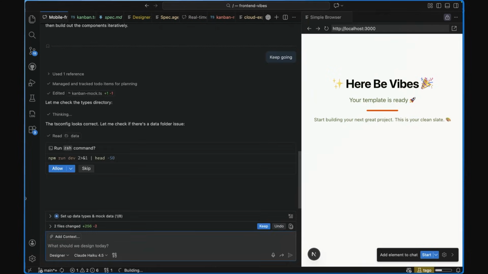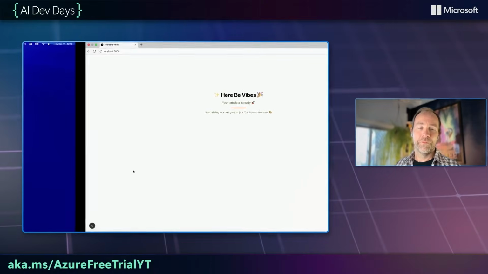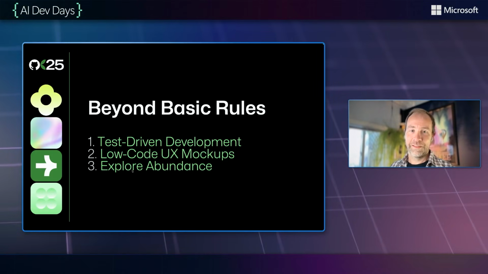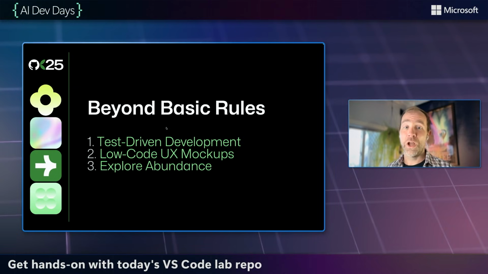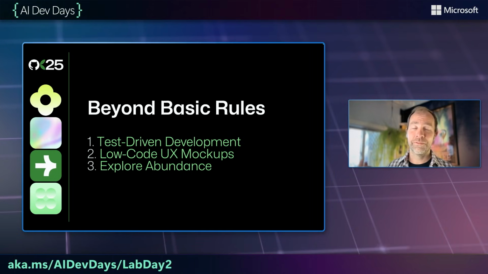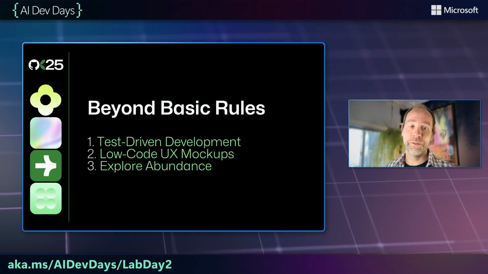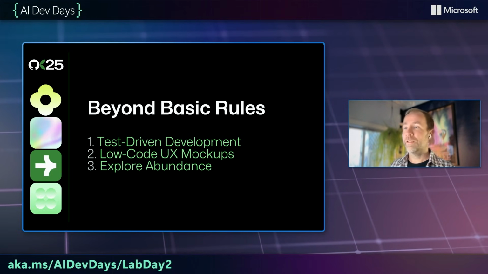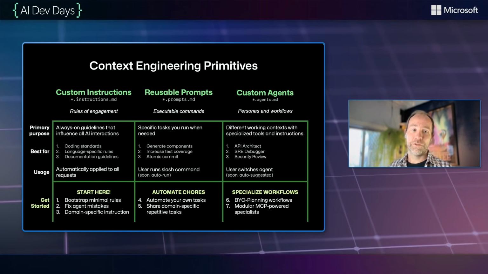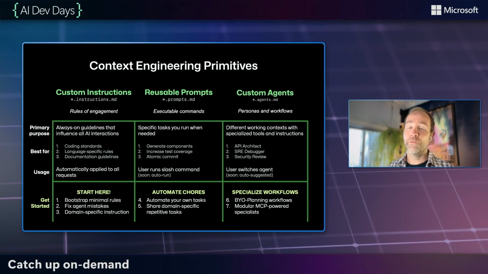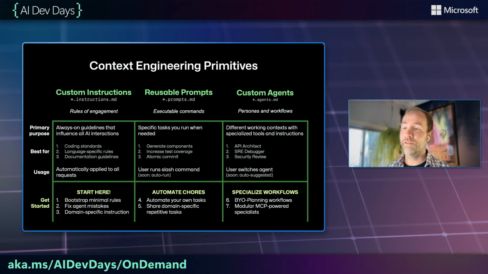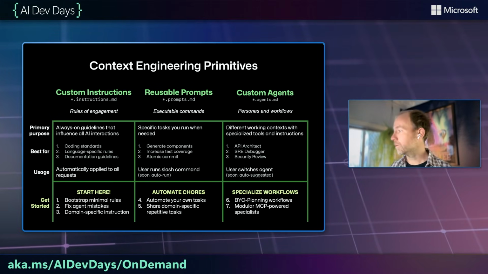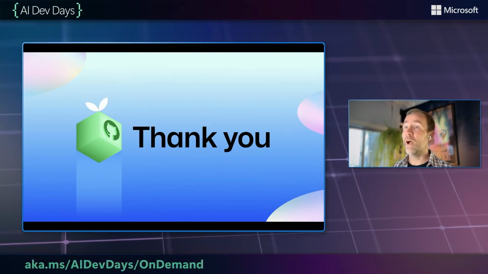So yeah, there you go. We explored abundance. We did some low-code UX mockups using the designer. It's still working on it. Try it out in the visual vibes repo on GitHub that I have on my account. But really, the key takeaway is use custom instructions. That's where you start. Reusable prompts are where you start automating your chores. And custom agents is where you really specialize specific workflows and go deep into how you want to work.